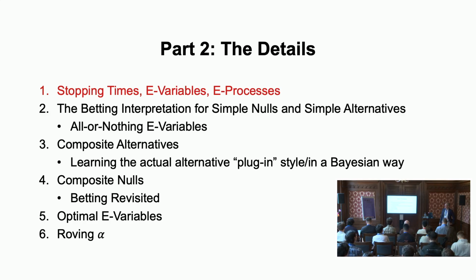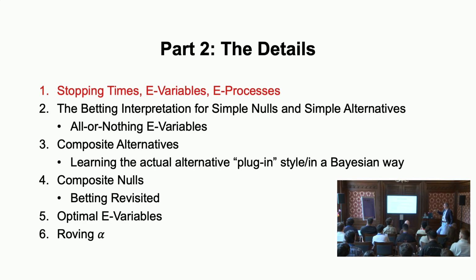Back, everyone. So I gave you kind of a general overview, and now we're going to dig into some details. First, I'm going to say a bit more about mathematical definitions. What is an E-variable? What is an E-process? And then I'm going to explain this idea of thinking of what happens with E-variables and with E-processes in terms of sequential betting.